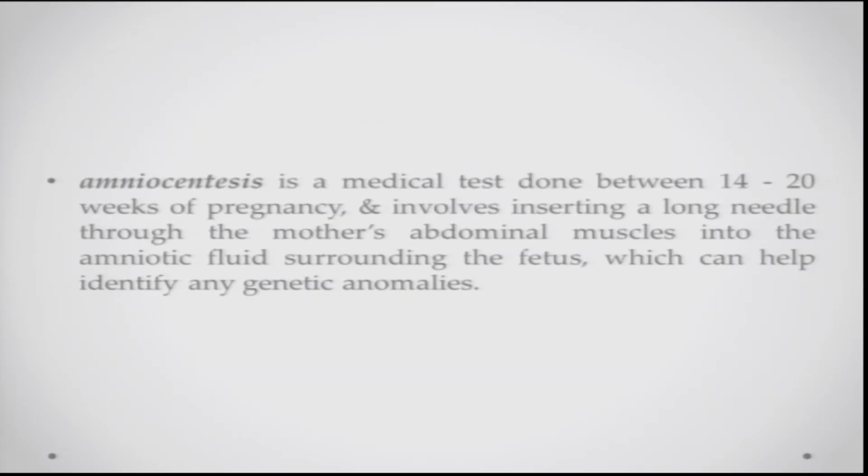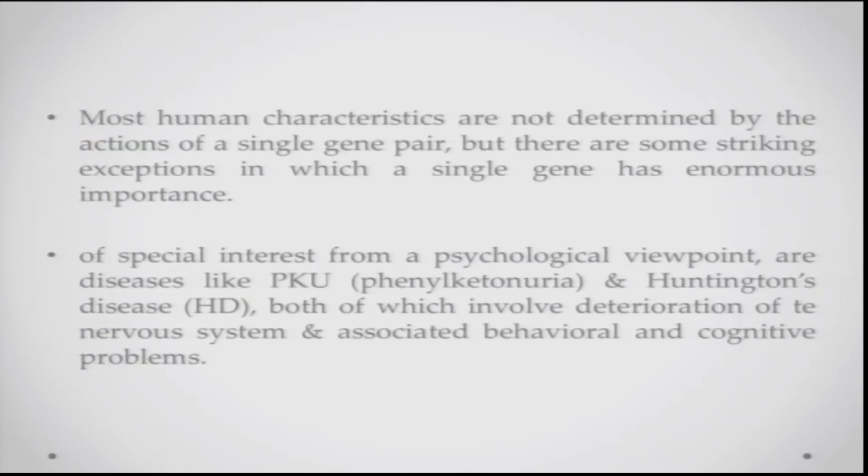Now, there is this test called amniocentesis, which is a medical test done between 14 to 20 weeks of pregnancy. This basically involves inserting a long needle through the mother's abdominal muscles into the amniotic fluid surrounding the fetus, which can help identify many genetic anomalies. So, this is one of the things that can help people test for and rule out particular genetic anomalies that might be present and take precautionary actions.